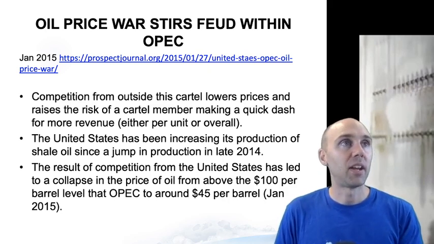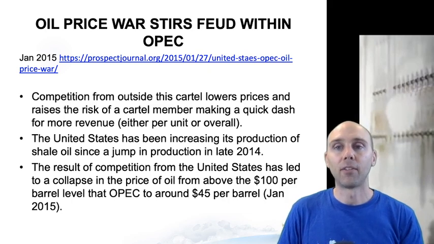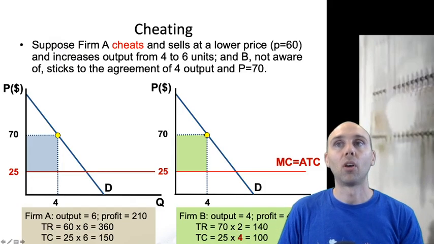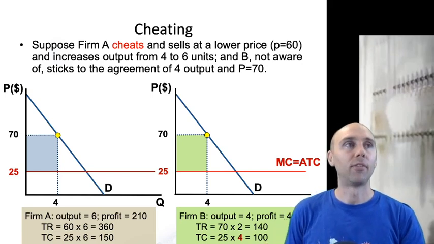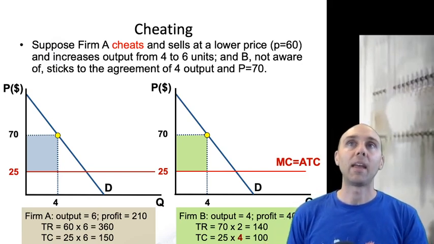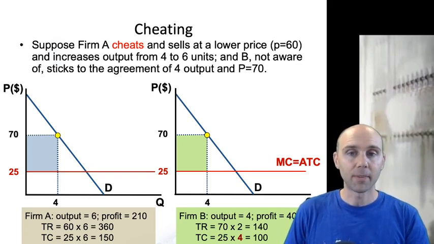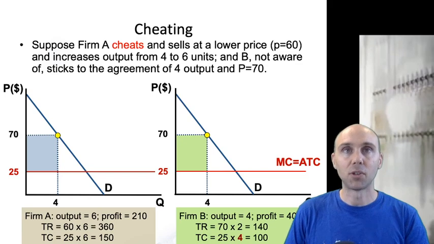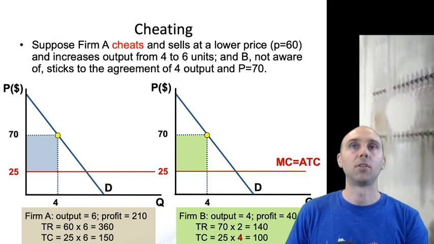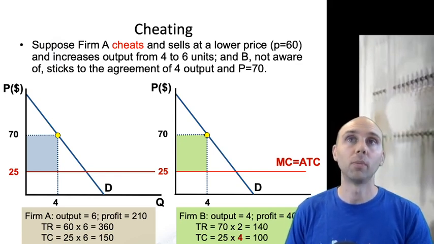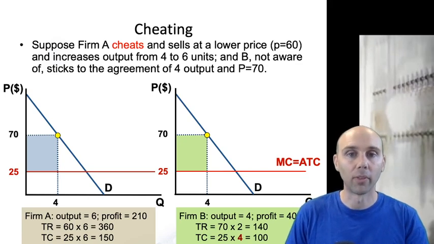So let's see how this cheating works in our example of firm A and firm B. We had them before earning profits of 180 each. And now let's see whether there's any incentive for firms to deviate. So suppose firm A cheats and chooses a lower price. Actually, instead of 70, chooses a price of 60. Well, by choosing a price of 60, it can increase its output from 4 to 6 units. And those 6 units will be the first ones sold because they're the cheapest ones around, so demand will go there first.